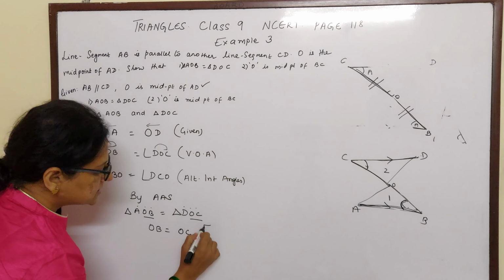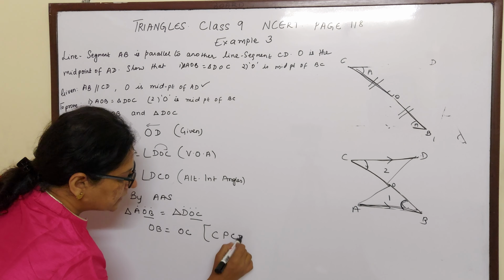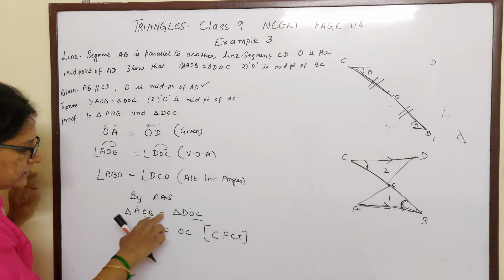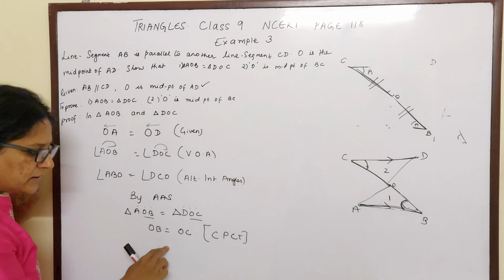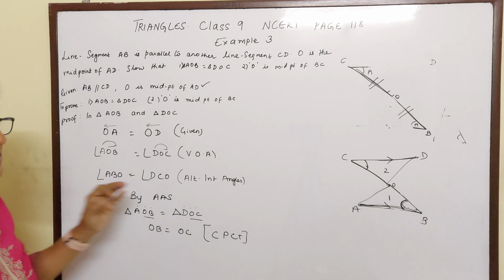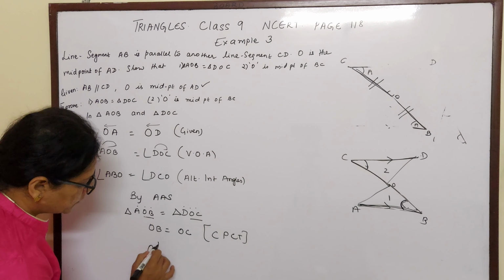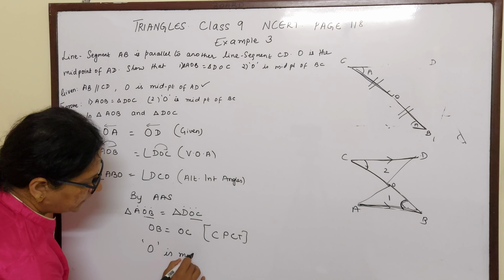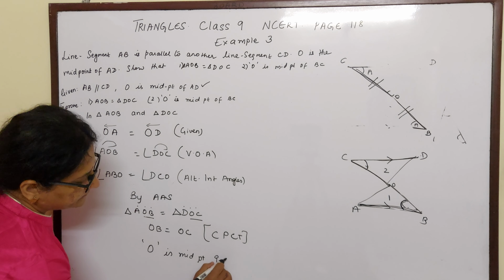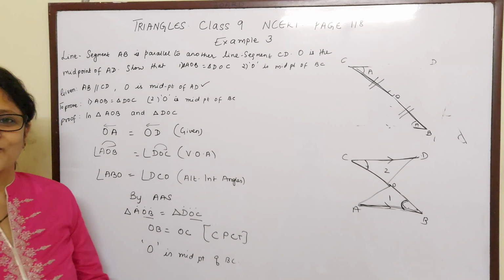So we can write this is congruent parts of congruent triangles. If this is congruent, that means their parts are also congruent. But if OB is equal to OC, when will OB be equal to OC? When O is the midpoint. So we have proved O is the midpoint of BC. Hope this sum was easy for you.